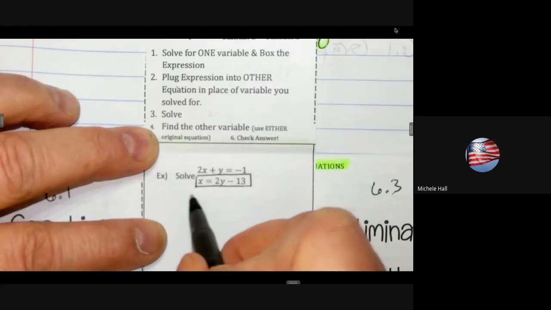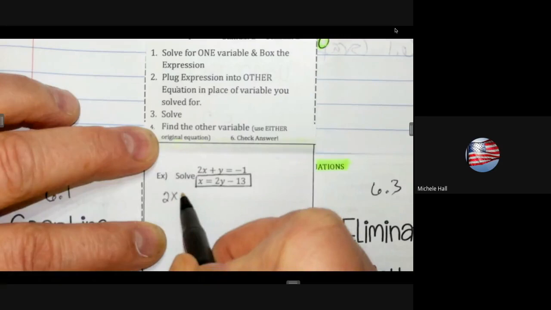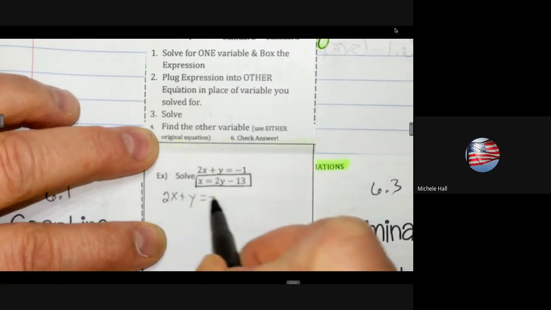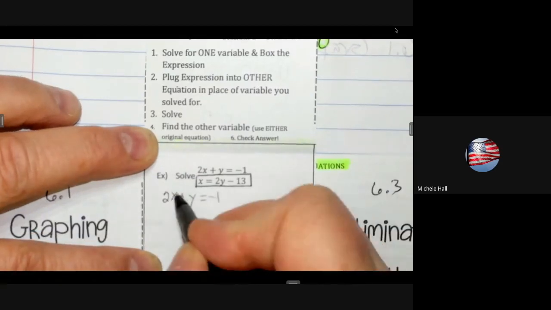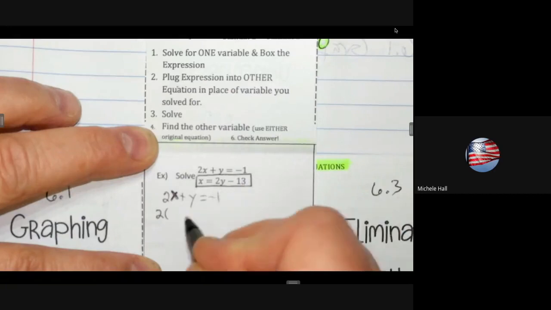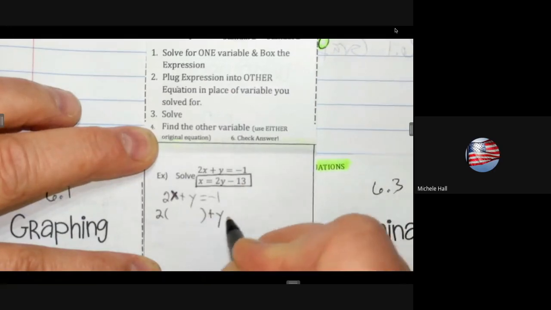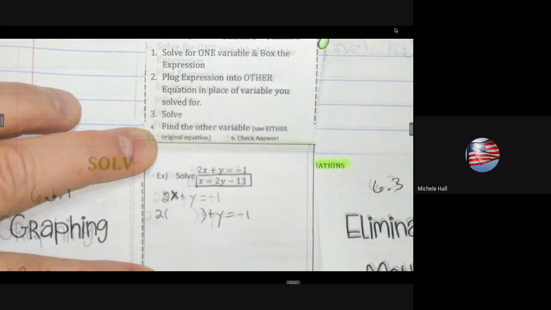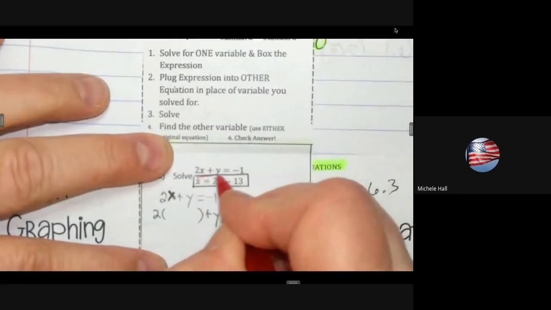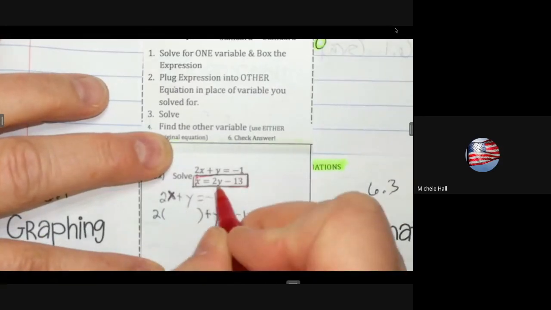Here's my next equation, 2x plus y equals negative 1. I'm substituting in for x. So that's going to be 2 times all of this stuff. And then I still have plus y equals negative 1. X equals 2y minus 13.